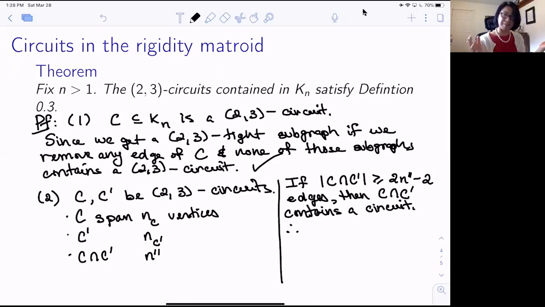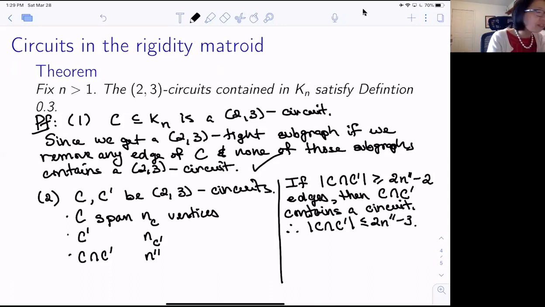Why is it a contradiction if C intersect C prime contains a circuit? Well, C intersect C prime is contained inside of C, and we know that C doesn't contain any proper circuits. So it can't contain a circuit. Therefore, the intersection has to be small enough, so it has to be less than or equal to 2n double prime minus 3. And now let's use the principle of inclusion and exclusion to figure out the size of the union. The size of the union is the size of C plus the size of C prime minus the size of the intersection.